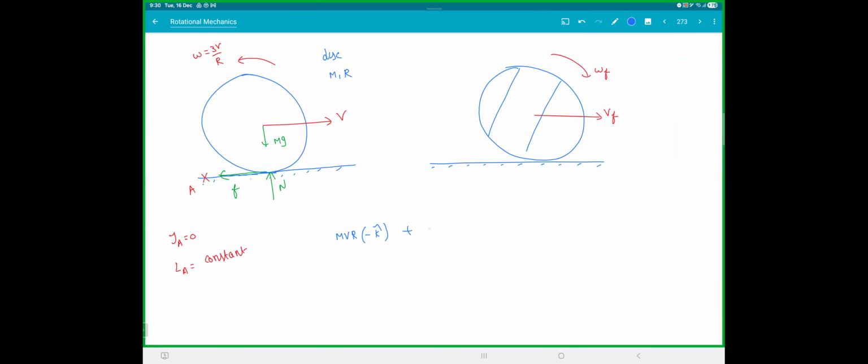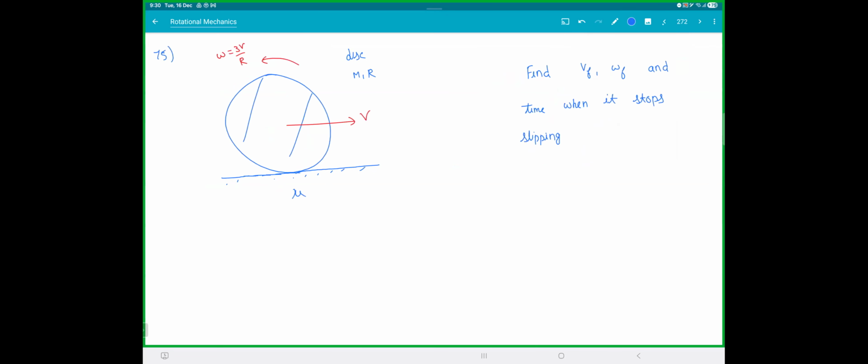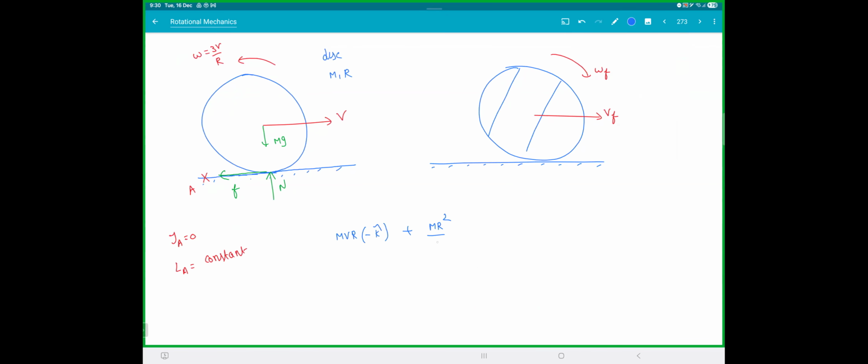It's a disk, so it is MR square by 2. I think I should have taken a solid sphere. The previous one was already a solid sphere. No? Taking a disk is fine. MR square by 2 omega, which is plus Kcap. So that's what I'm saying. Blindly, don't just add up everything. You have to be careful with the signs.